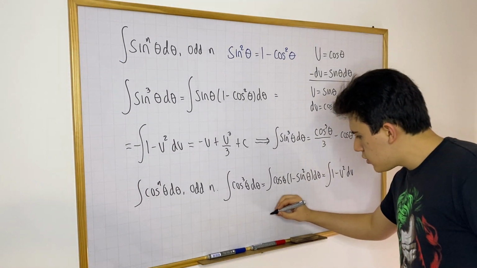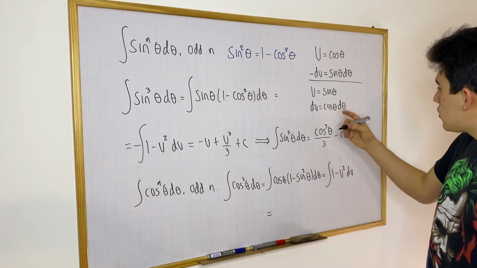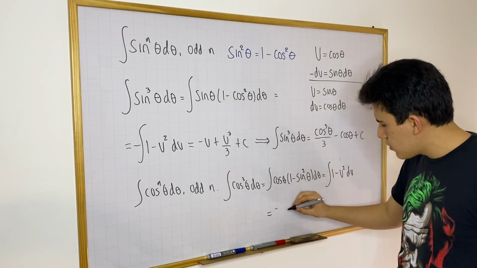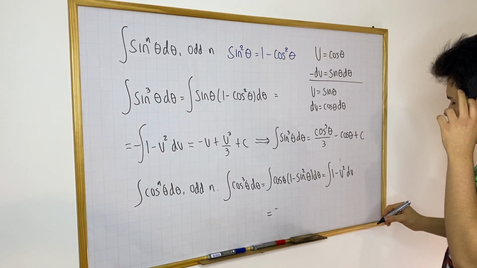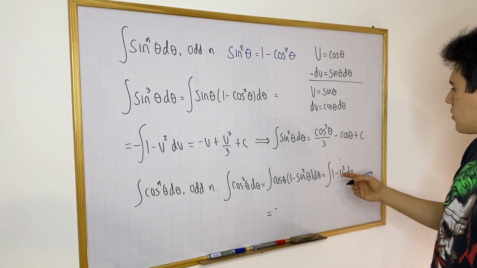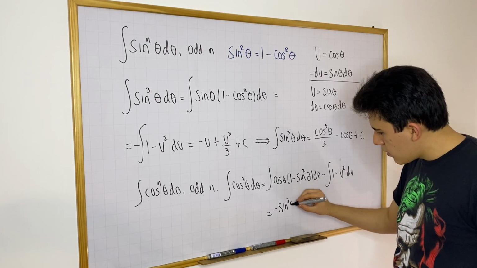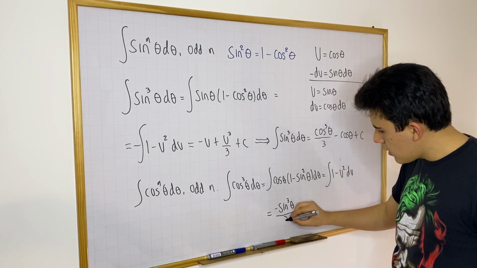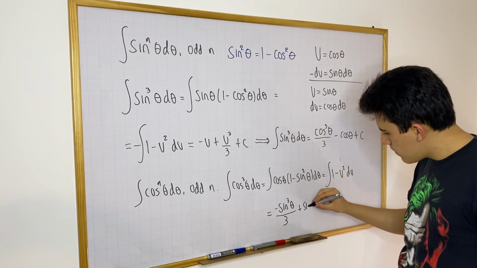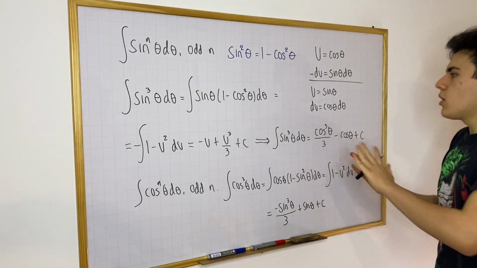And then that will simply be equal to u minus, and we know this integral is going to give us u to the third power, so that is sine to the third power theta divided by 3. So this will be sine theta minus sine cubed theta divided by 3, plus c, okay? So this is pretty much how it goes.